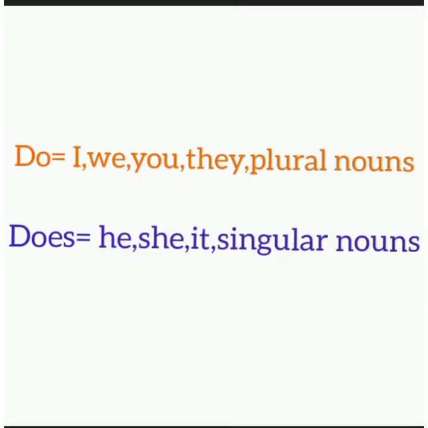It is also very important to know how and when to use words like do or does. Do should be used with pronouns like I, we, you, they, and plural nouns. Does should be used with pronouns like he, she, it, and singular nouns. We should not be confused with the use of do or does.